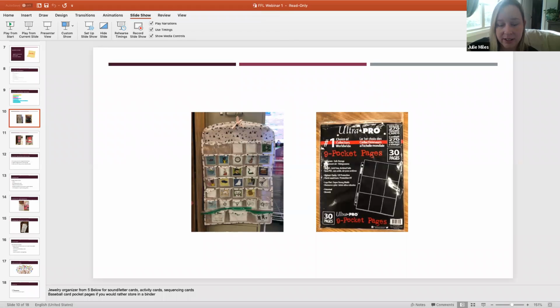And then I think I'd put some of my sequencing word cards in the middle. So it's perfect for it. And then over on the right side is an idea I got from a friend who has a son with baseball cards. And she uses the 9 pocket pages in a binder. And she sorts all of her cards in there. So that way when she needs them, she just pulls out the paper and she's ready to go. So it's whatever suits your needs more. Next slide.